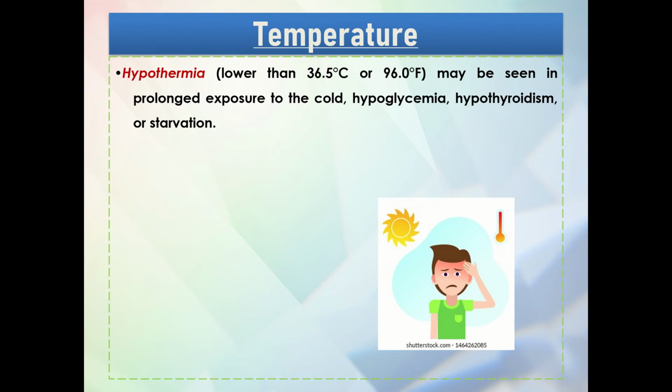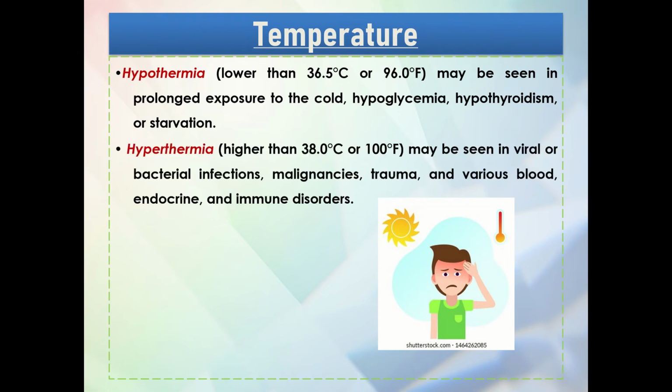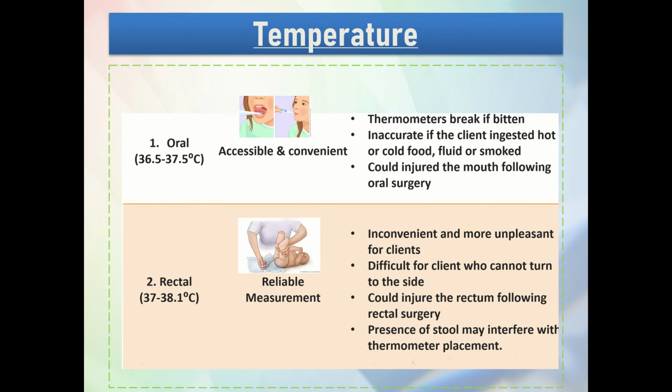So that is hypothermia. On the other hand, ayan, yun nasa picture, it is hyperthermia, a body temperature higher than 38 degrees Celsius or 100 degrees Fahrenheit. So it may be seen in viral or bacterial infections, malignancies, trauma, and various blood, endocrine, and immune disorders. So yun yung magka-opposite sila, si hypothermia and hyperthermia.